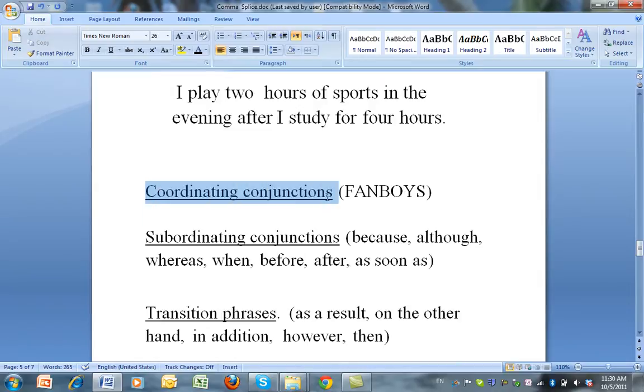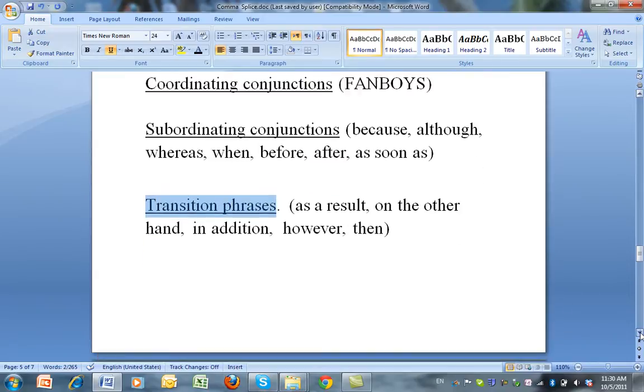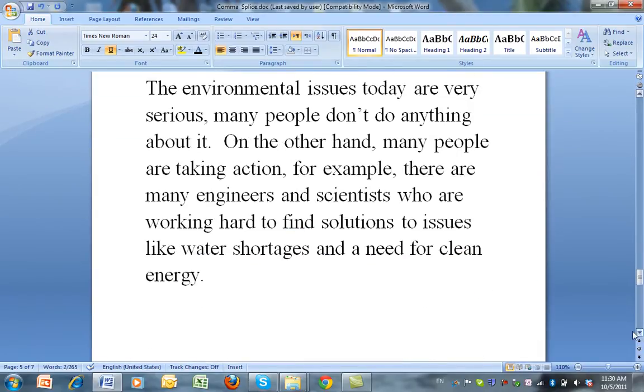We can coordinate, we can use coordinating conjunctions, we can subordinate, we can use subordinating conjunctions, or we can use transition phrases. And for each one, we follow the grammatical rules. Let's take a look at a student example. This is something a student wrote.